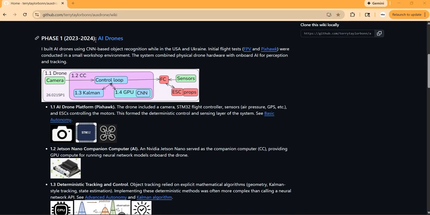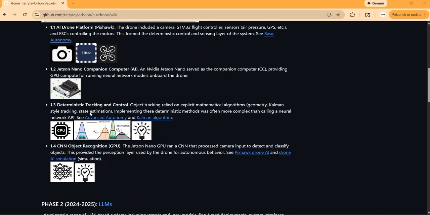So, AI drones, phase one. I began by building AI drones using CNN-based object recognition. CNN is convolution neural network. The system had two main parts. It had the drone platform with the camera, flight controller, sensors, and motor control, forming a deterministic sensing and control layer. And a Jetson Nano computer. So this provided the GPU to run neural network models on board.